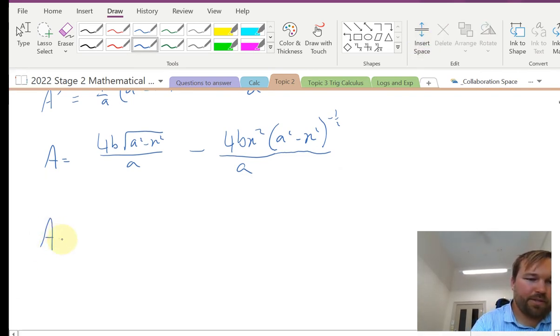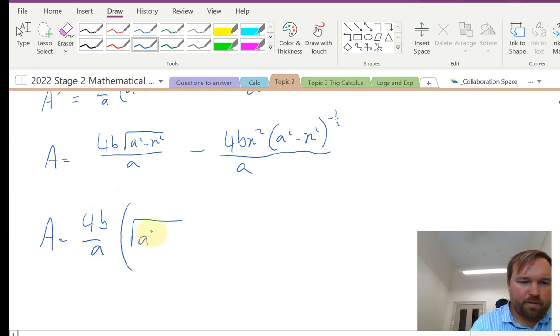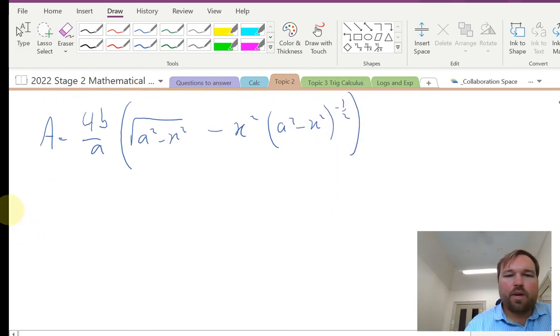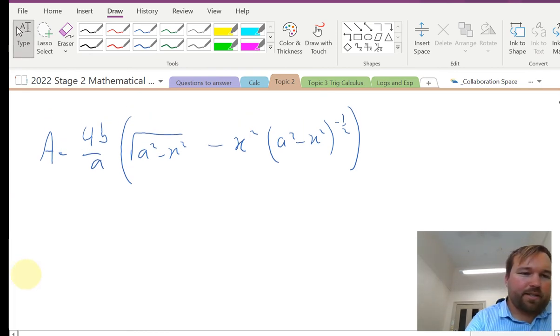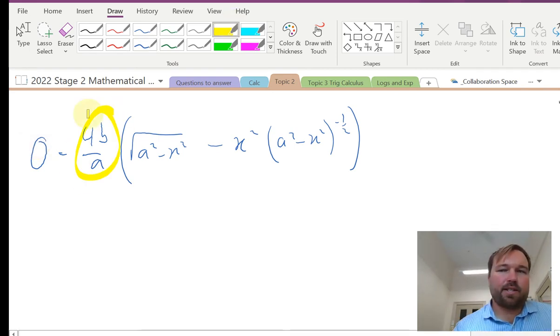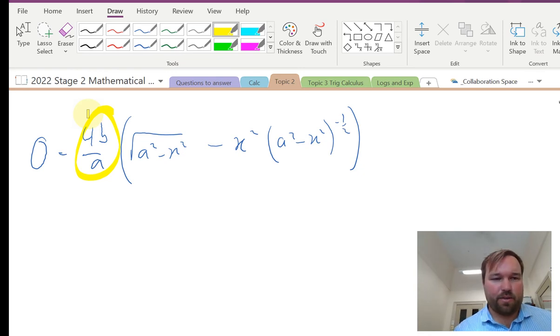So I'm going to take out everything I can, which is 4b on a. If I take out 4b on a, I have a squared take x squared minus x squared, bracket a squared take x squared to the minus a half. Alright. At this point I should be aiming for the fact that this A dash is actually going to equal 0. And note, this portion here is a constant. It'll never equal 0. For something here to equal 0, we're going to have to make something happen with x.